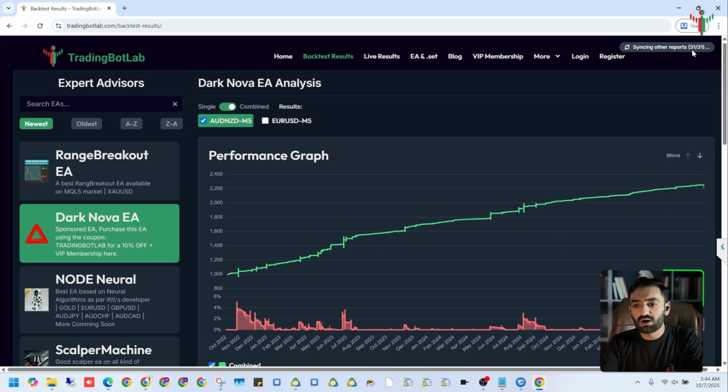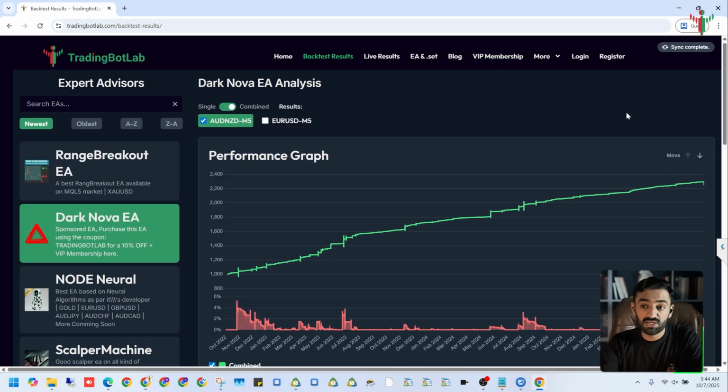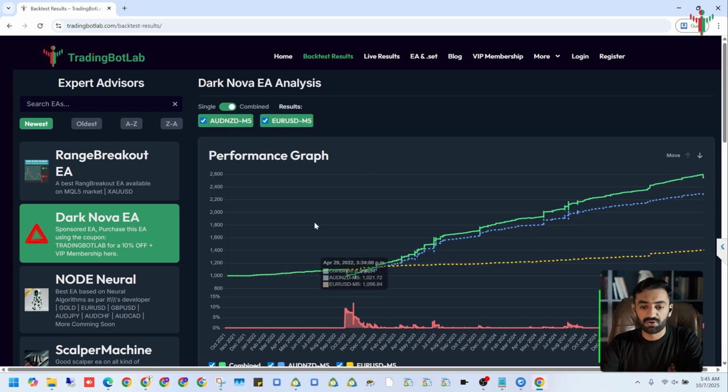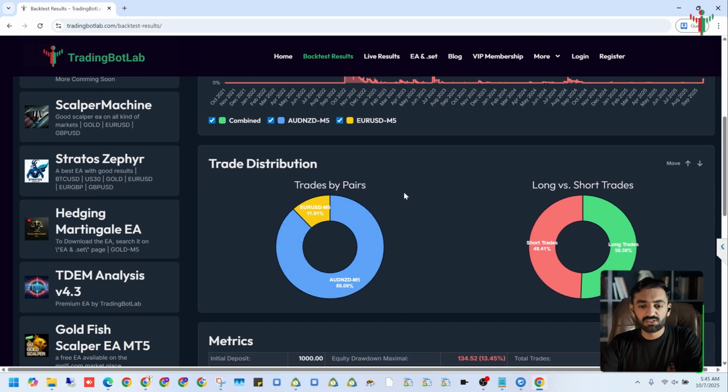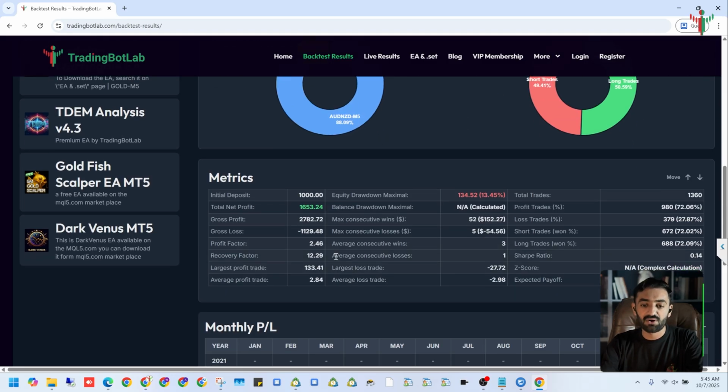Here on the top you can see the reports are sync complete, and I will simply select both pairs. Here you see the combined graph and the one-by-one graph of each pair. In the trade distribution you can see which pair opened more trades. On the EURUSD it opened 162 trades, but on the AUDNZD it made 1198 trades. Then there are the long vs shorts, and here are the important metrics.